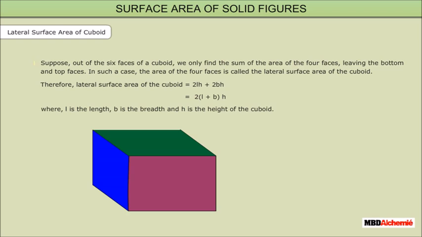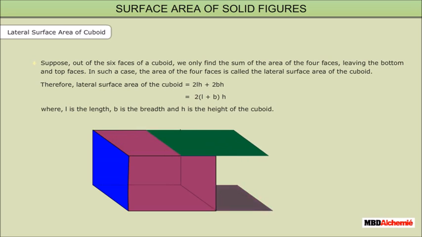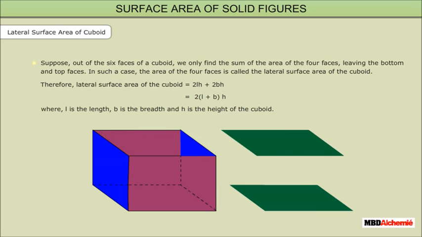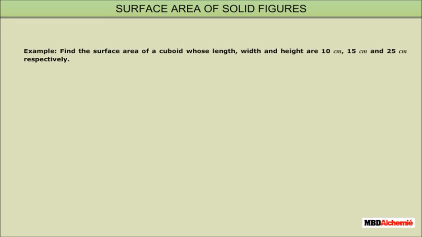Let us understand the lateral surface area with the help of this animation. In the animation, when the top and bottom faces of a cuboid are removed, then the remaining surface area is the lateral surface area. In this example, let us find the surface area of a cuboid whose length, width, and height are 10 cm, 15 cm, and 25 cm respectively.